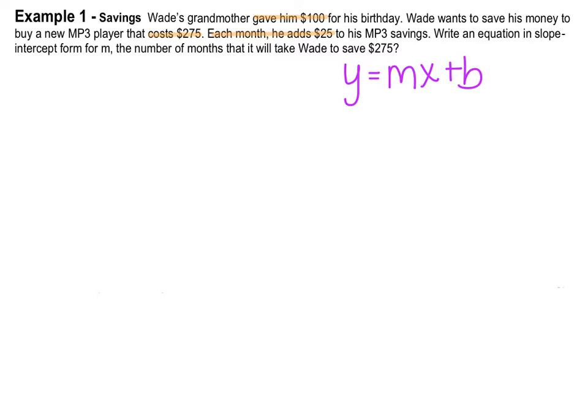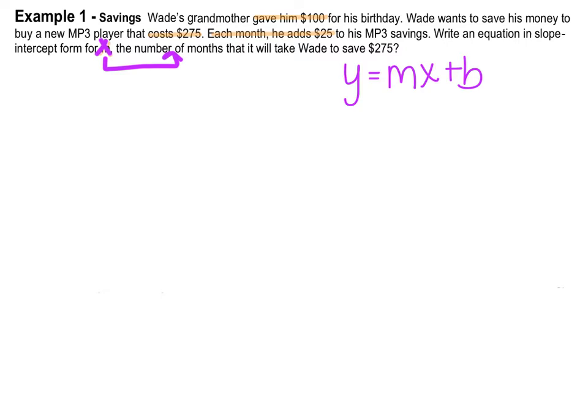So in this case, I'm going to change this m into an x. So really, write an equation in slope-intercept form. X is going to represent the number of months that it'll take Wade to save. So in my slope-intercept form here, y equals mx plus b, we're going to set that up.